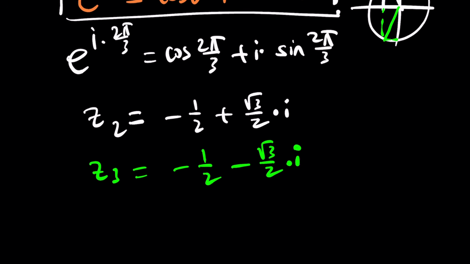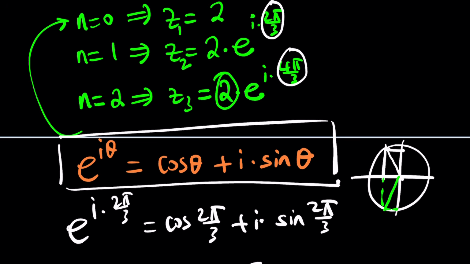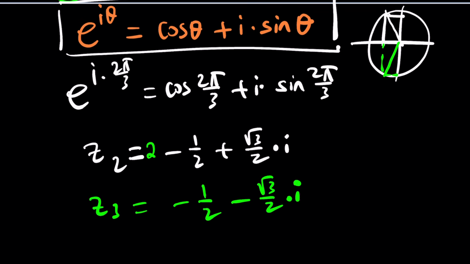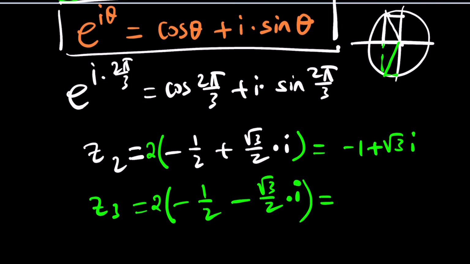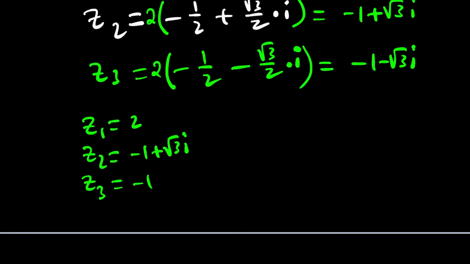And of course, you can use the sigma notation, so on and so forth. By the way, these are not the solutions because I forgot to multiply by 2. So what you need to do is actually multiply both of these by 2. I forgot the modulus. And when you do that, you're going to get negative 1 plus root 3i, which is actually really cool. And this will give you negative 1 minus root 3i. Now, I got all the solutions. z1 is equal to 2. z2 is equal to negative 1 plus root 3i. And z3 is equal to negative 1 minus root 3i.